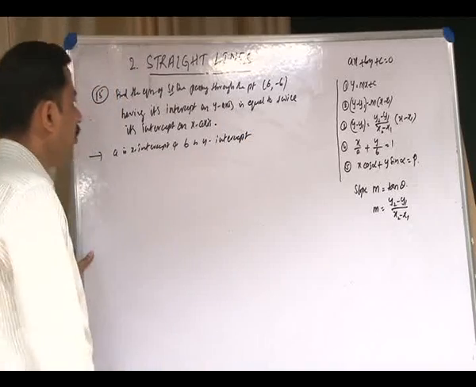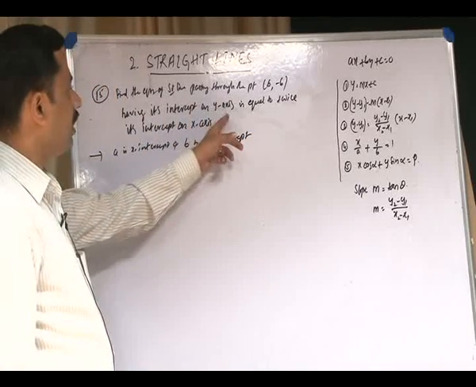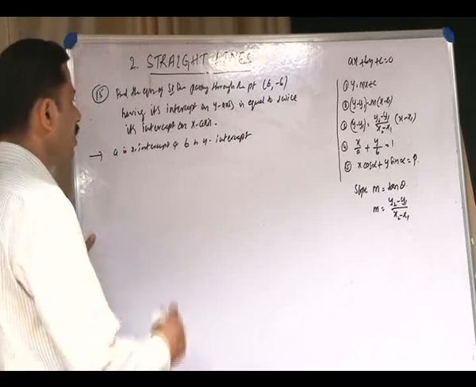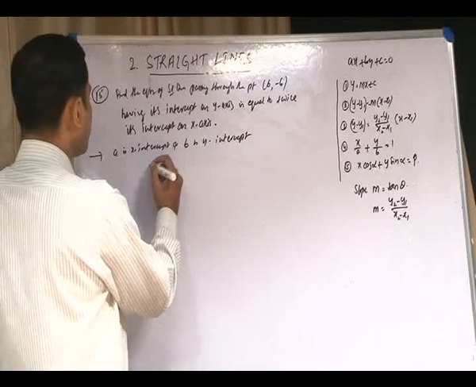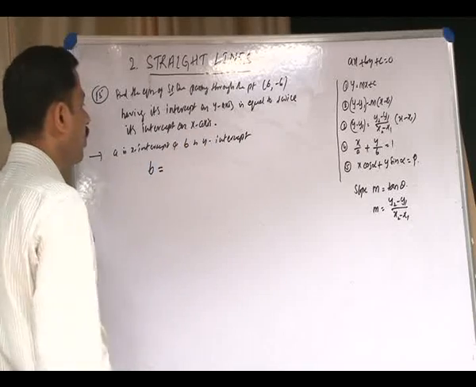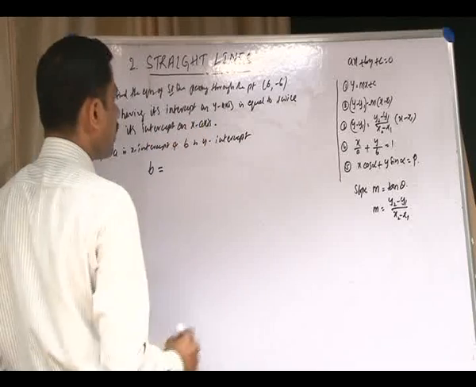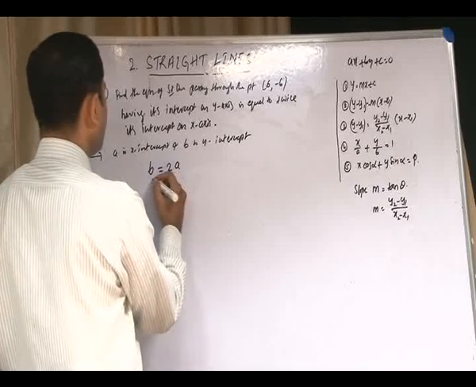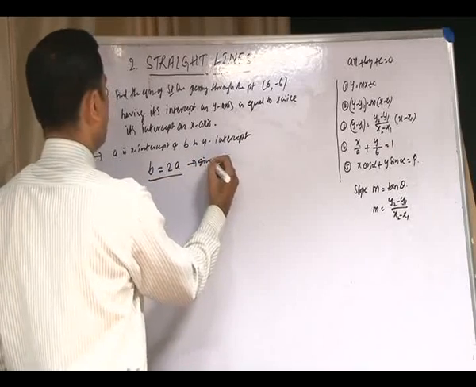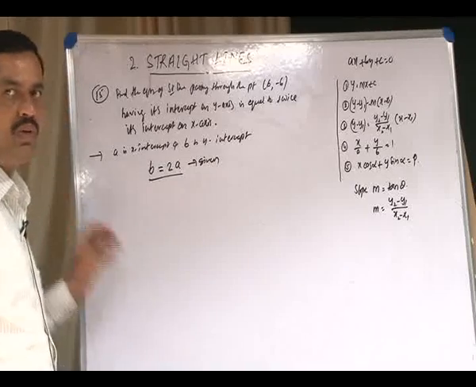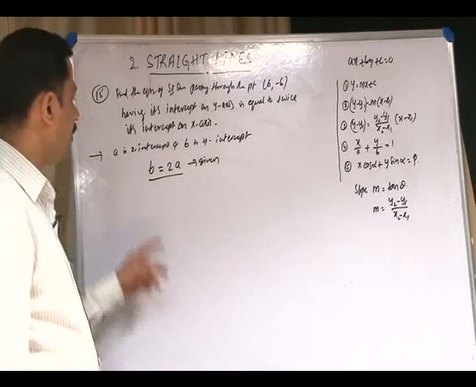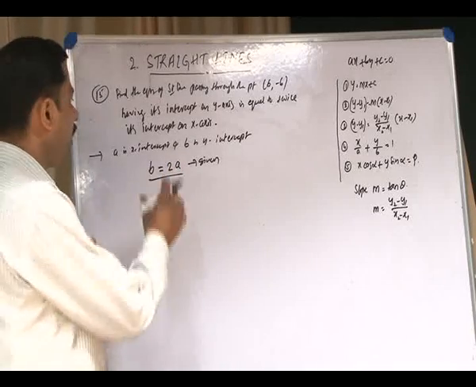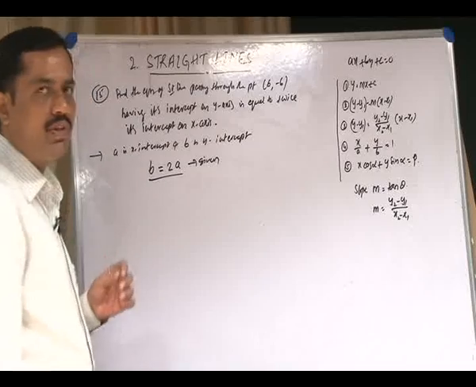What is given here is that its intercept on y-axis is equal to twice its intercept on x-axis. The y intercept B is numerically equal to 2 times the x intercept, that is 2 times A. So, this is given here. From this condition, B is equal to 2A, that is, the y intercept is twice the x intercept. Using this condition, you are going to find the equation of the straight line.